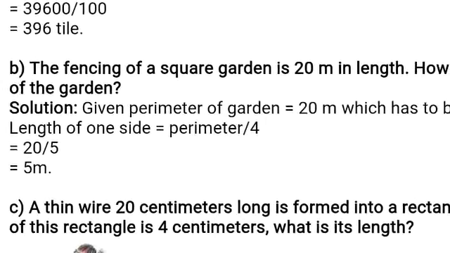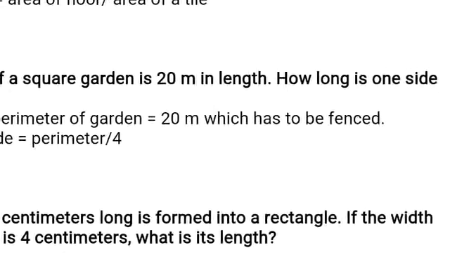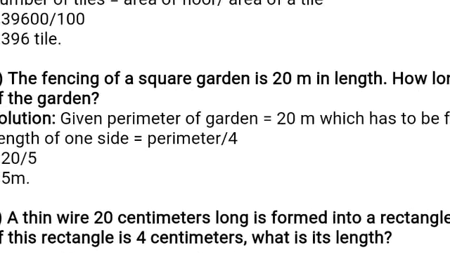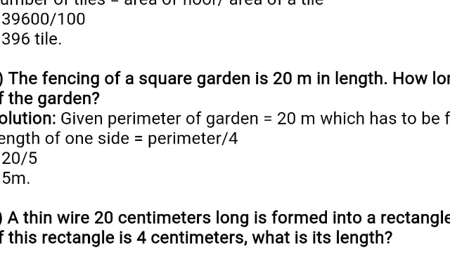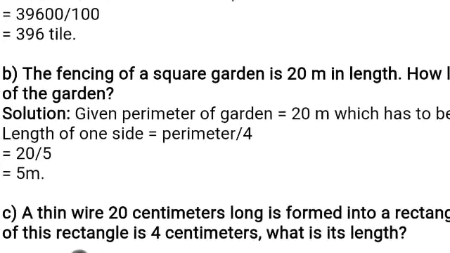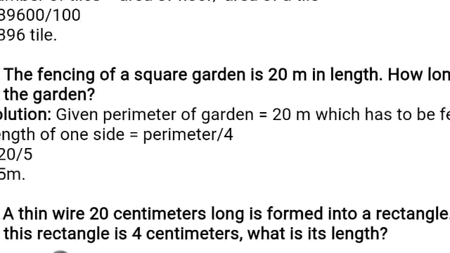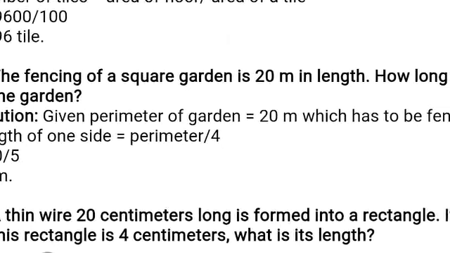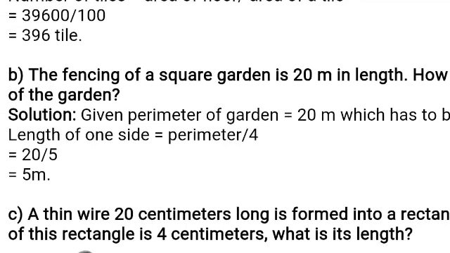The fencing of a square garden is 20 meter in length. How long is one side of the garden? Because it is a square, all the sides will be the same, so the perimeter of the garden equals 20 meter, which has to be fenced. So length of one side equals perimeter upon 4, because all four sides are the same. So the answer will be 5 meter.